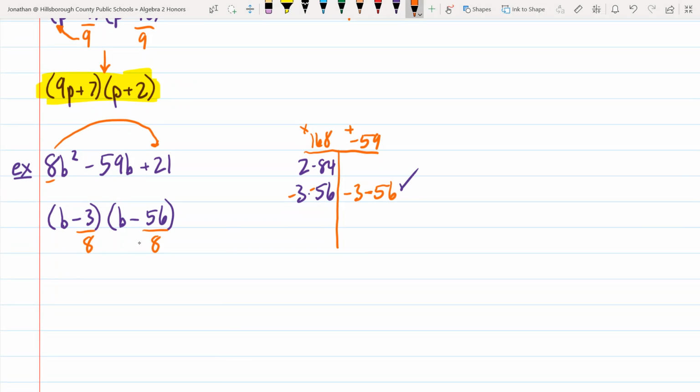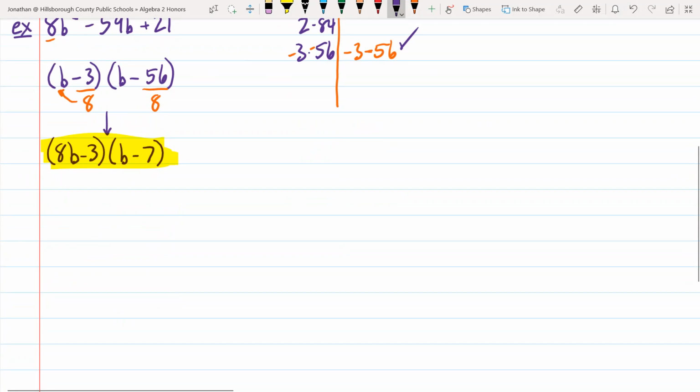Okay, 56 divided by 8. Oh, no, not slide that one up. 56 divided by 8 is 7. But we cannot divide negative 3 by 8, so we slide that to the front. 8b minus 3. Now, for the record, it doesn't matter what order your factors are in, so long as you have them correct. Like I could have that b minus 7 first. That'd still be correct.